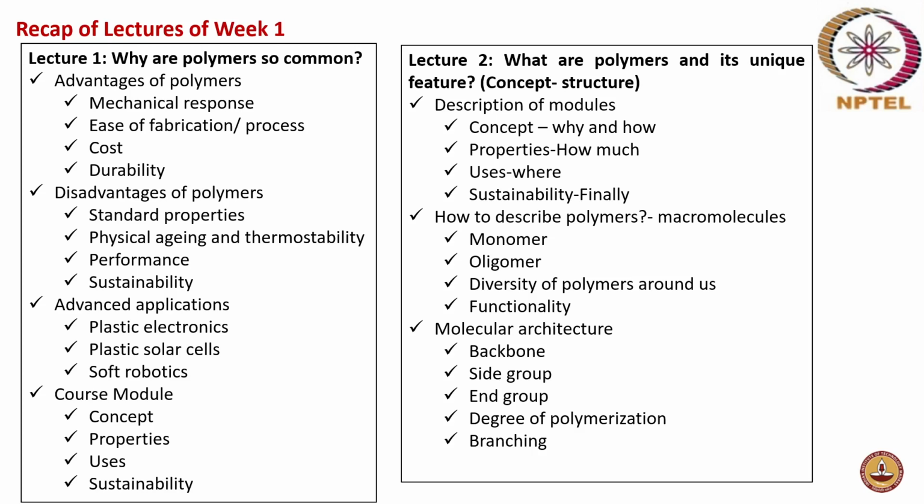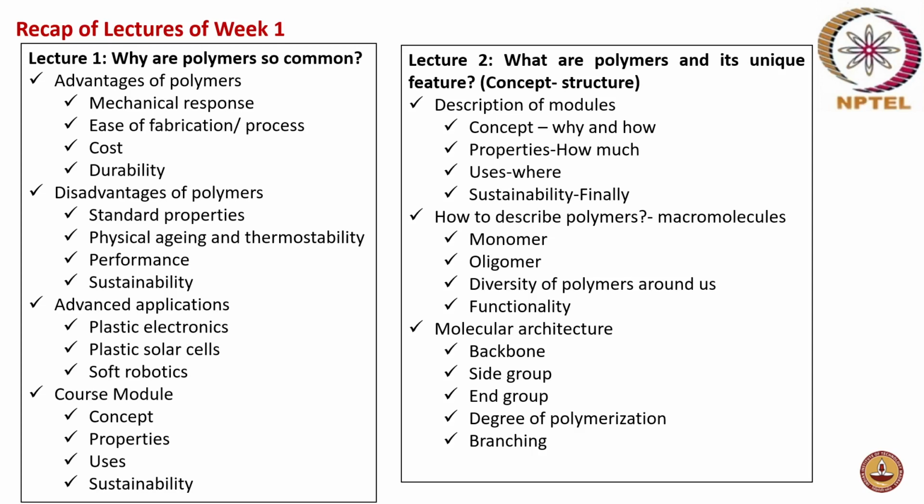And then what are some advanced applications? Some examples were cited, like plastic electronics, where it is not just the case of electronics, but even in the performance aspect, polymers are being used. And then plastic solar cells and soft robotics. These are some of the advanced applications. Then the course module was discussed, and the next lecture was on what polymers are and their unique features. The description modules were discussed, and how to describe polymers.